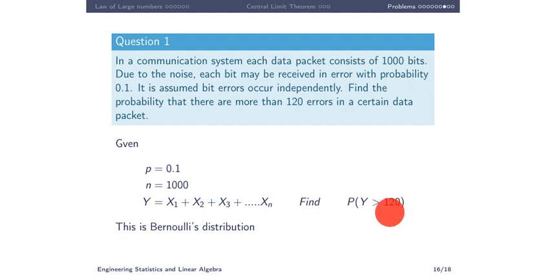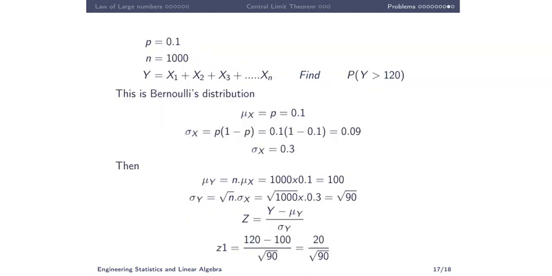Since this is a Bernoulli distribution, we have to go back to our distributions. Just check your notes. You can see that for the Bernoulli distribution, the mean is p, that will be 0.1, and the variance, sigma x square, will be p into 1 minus p, that will be 0.1 into 1 minus 0.1, which is 0.09, and its root value will be 0.3.